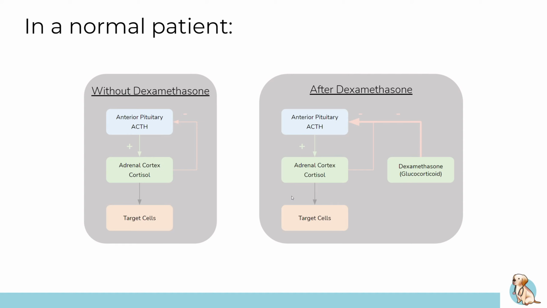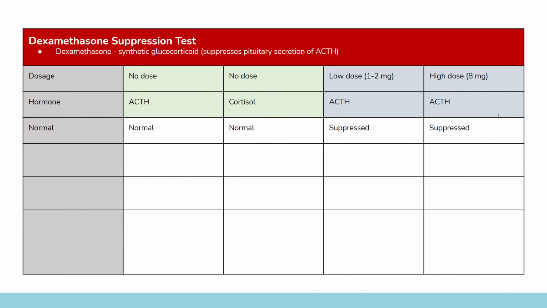After you give dexamethasone, you have extra glucocorticoid in your bloodstream. So that means you now have really high levels of glucocorticoid. Doesn't matter if it's low dose or high dose, by the way, but you have really high levels of glucocorticoids. So your anterior pituitary will produce way less ACTH. So basically, giving dexamethasone suppresses your anterior pituitary. That's why we end up with this. So before you give dexamethasone, they have the normal amount of ACTH, normal cortisol, but after you give dexamethasone, your ACTH is suppressed because the negative feedback loop is working properly.